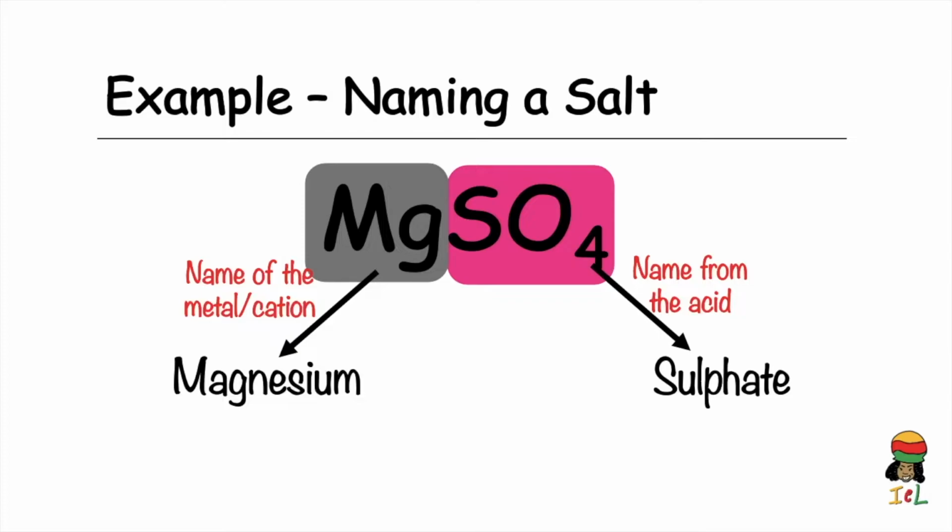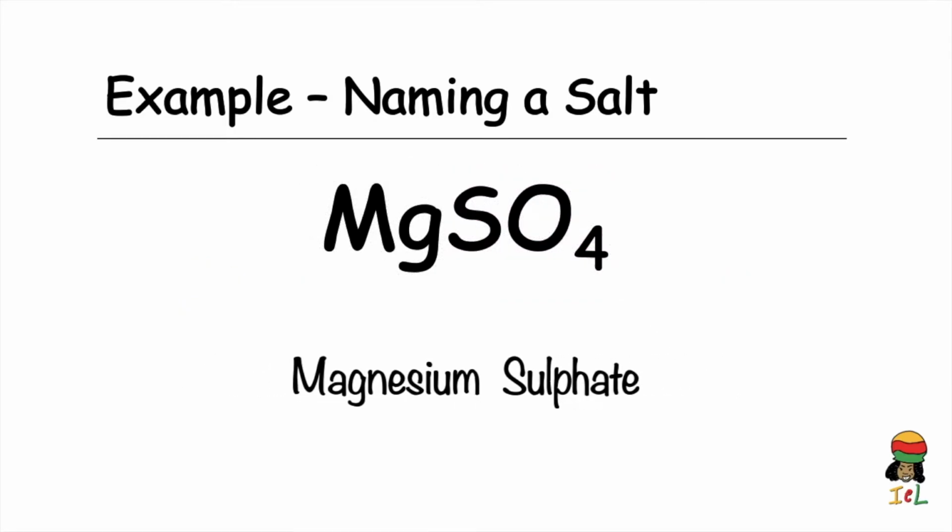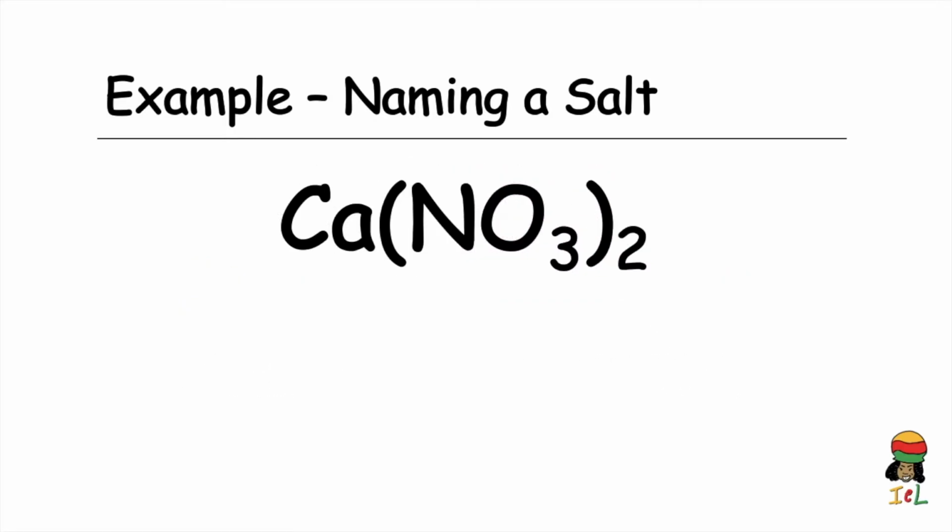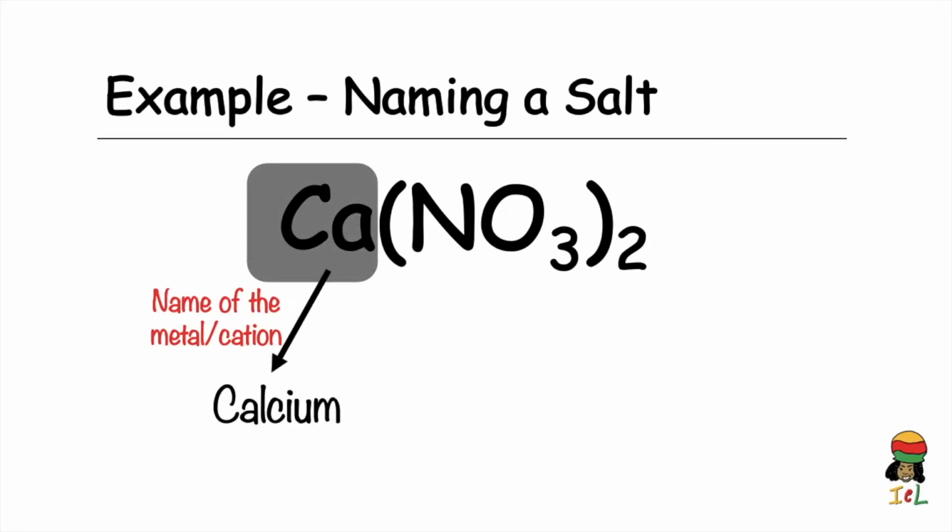Therefore, the name of this salt is magnesium sulfate. Our second example, we need to name the salt that has a formula Ca(NO3)2. The first part of the name comes from the metal. The symbol is Ca. Ca is the symbol for calcium.